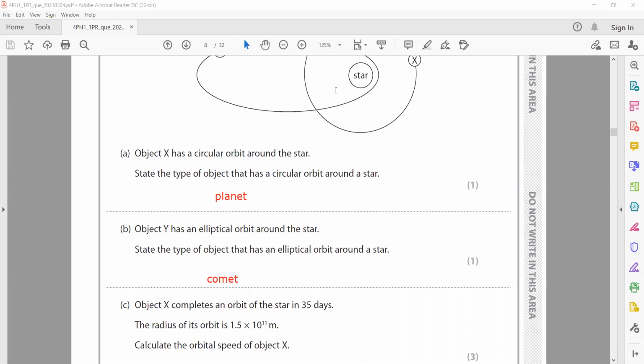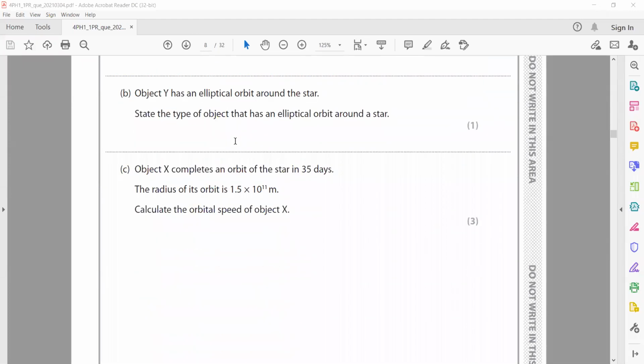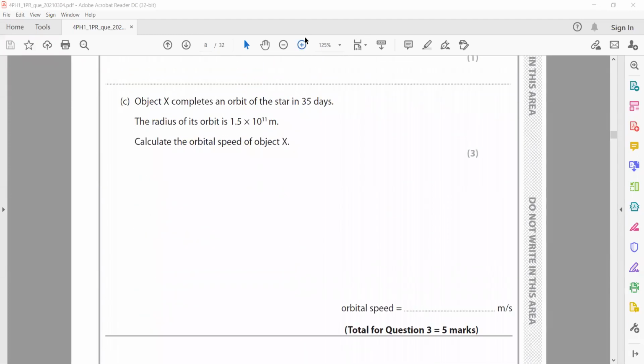Object X completes an orbit of the star in 35 days. The radius of its orbit is equal to 1.5 × 10^11 meters. Orbital speed, we know speed is equal to distance over time. When an object is moving in a circular path, the distance is equal to the circumference. So speed is distance divided by time. Distance is equal to circumference, 2πr, and the time is T.